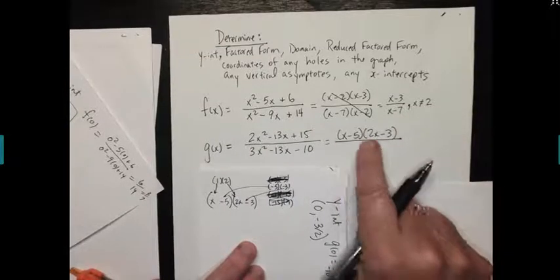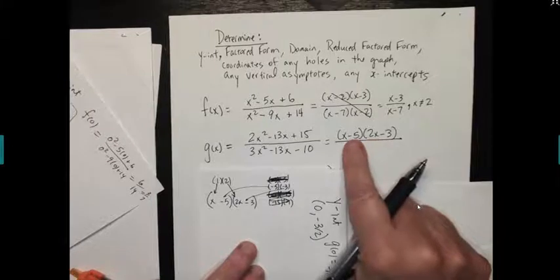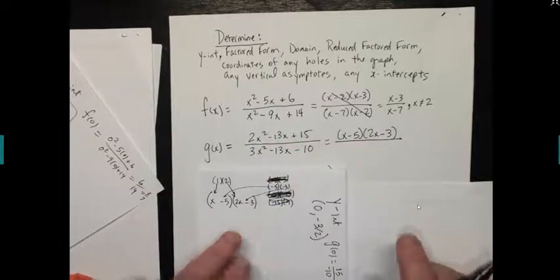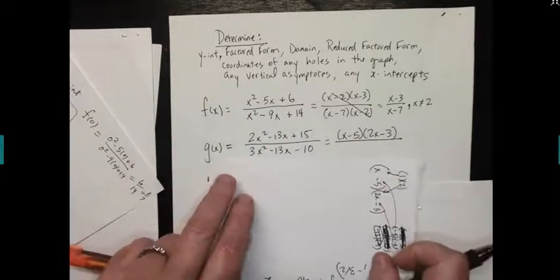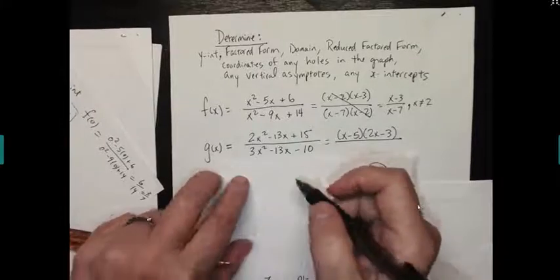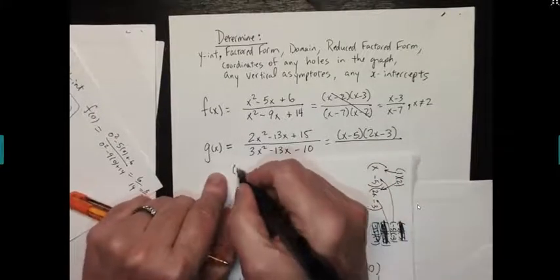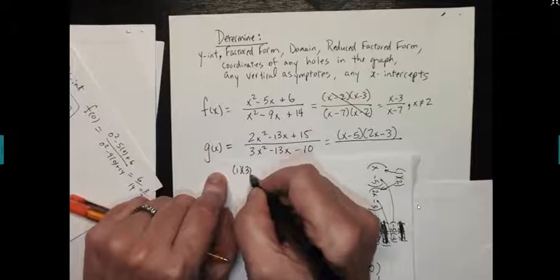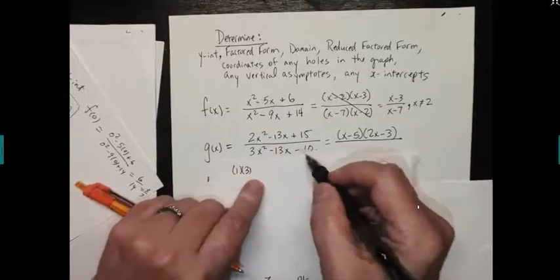And if you don't trust that, you can always go back and FOIL that through, and that should give you what you have there. All right, what about this one? Well, 3, I can have 1 and 3. And what about negative 10?